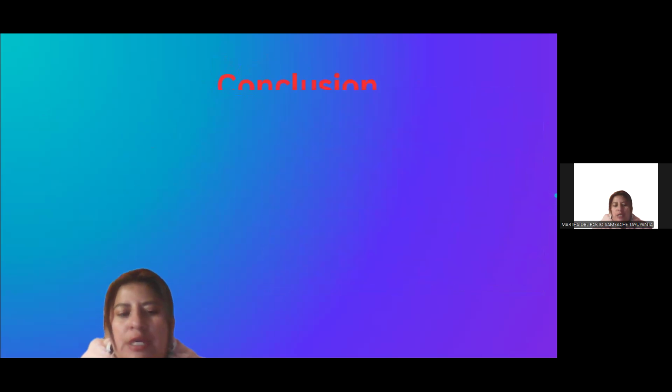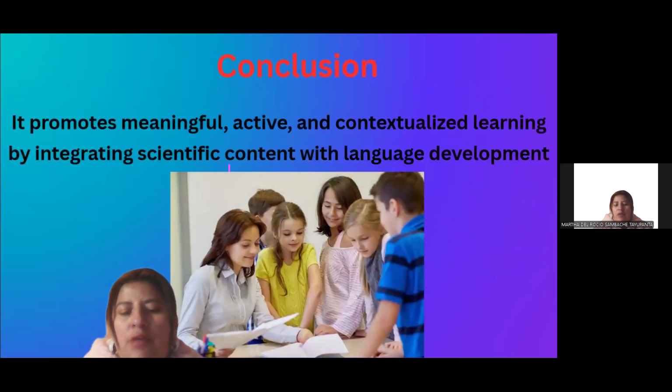In conclusion, CLIL enables meaningful, active, and contextualized learning by integrating scientific knowledge with language development, fostering cognitive, social, and intercultural skills, and motivating students to express themselves and better understand their natural world. That's all, teacher.